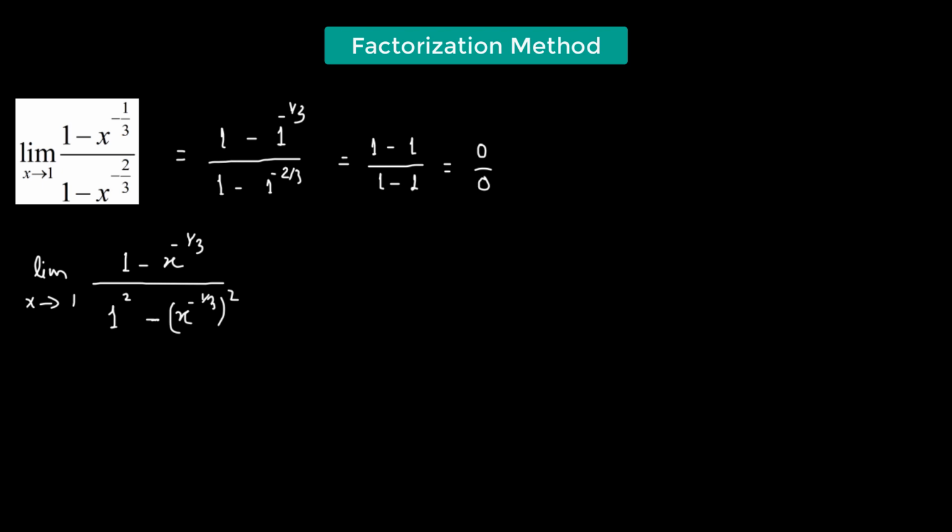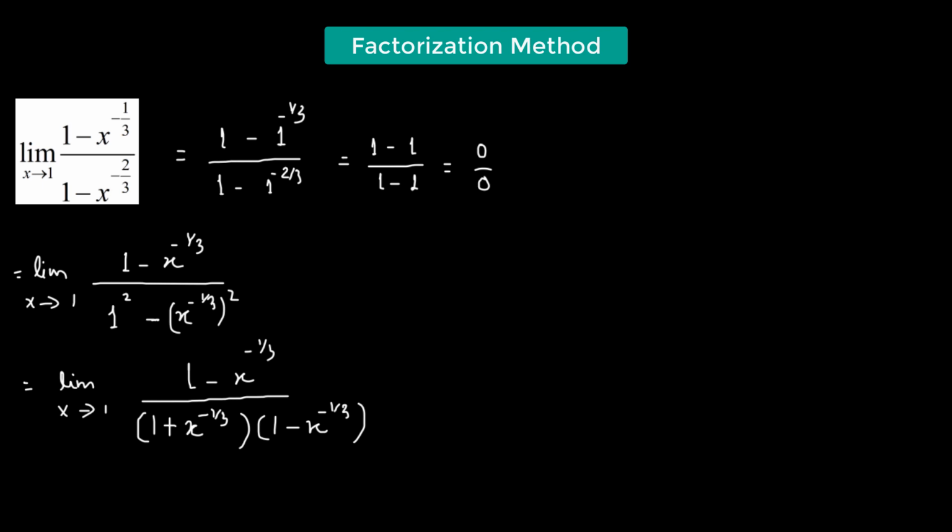So this will be equal to the limit x approaching 1 of 1 minus x raised to the power of negative 1/3. Now we have the identity a squared minus b squared in the denominator. So we can rewrite this as 1 plus x raised to the power of negative 1/3 multiplied by 1 minus x raised to the power of negative 1/3.